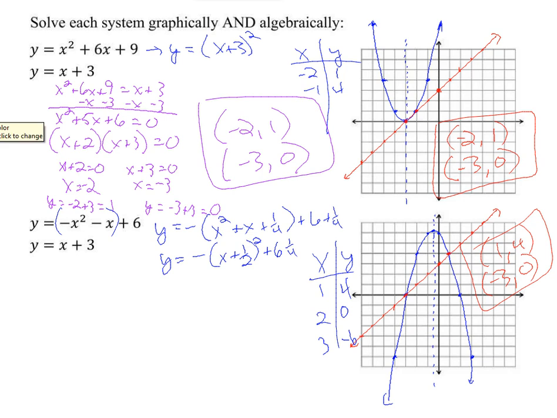Okay, now we got to solve this one algebraically. I'm not going to use vertex form for algebraically. I'm going to use my standard form. So what do I do? Set them equal to each other. X plus 3 equals -x squared minus x plus 6. Now what?